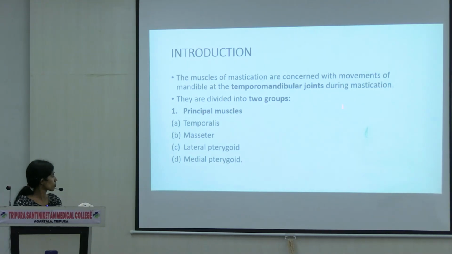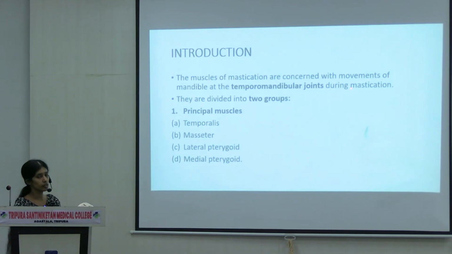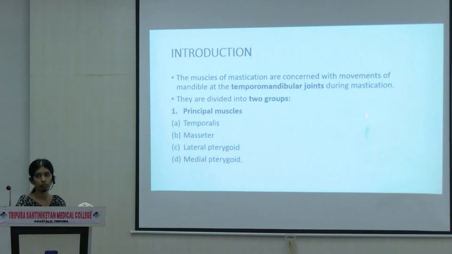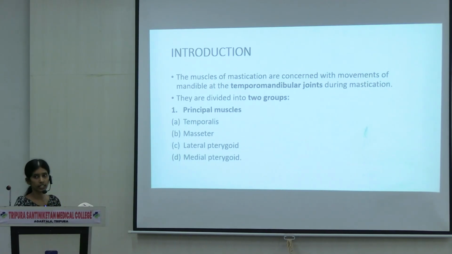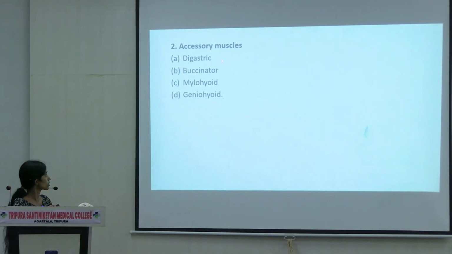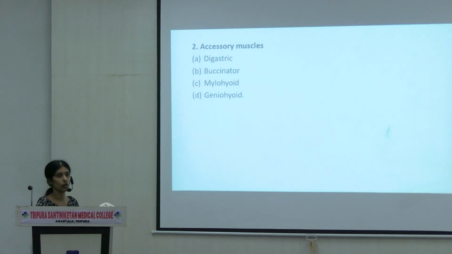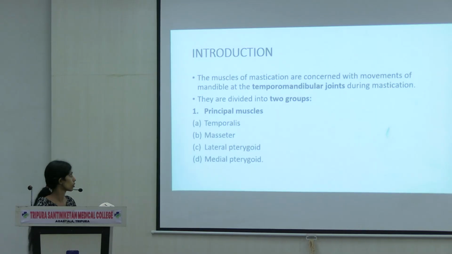So, the muscles of mastication are mainly concerned with the movements of the mandible at the TMJ during the mastication process, and we divide them into two groups. We have principal muscles and accessory muscles. The principal muscles are temporalis, masseter, lateral pterygoid and medial pterygoid. The accessory muscles are digastric, buccinator, mylohyoid and geniohyoid muscles. In this session, we are discussing only the principal muscles, okay.